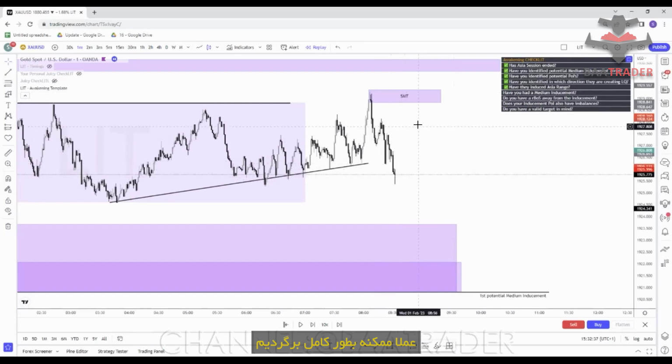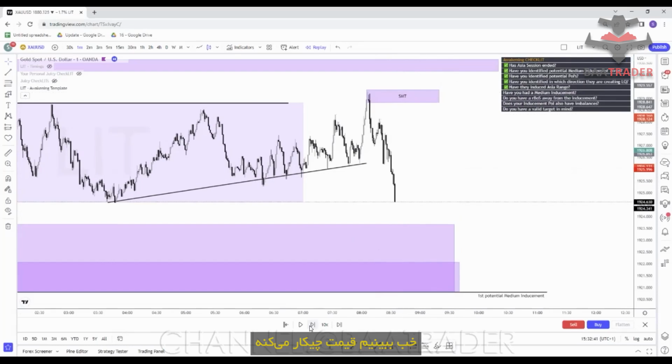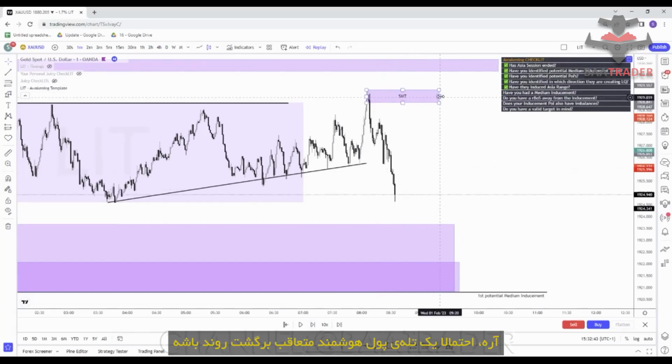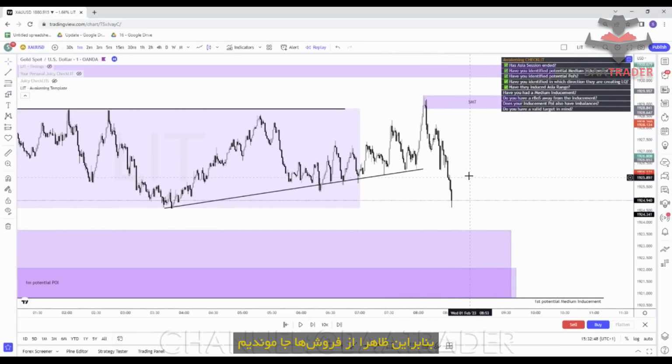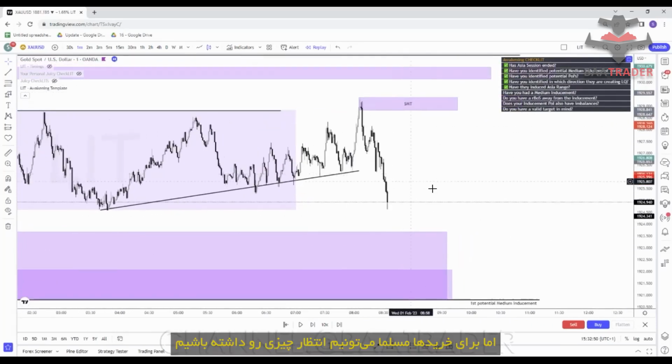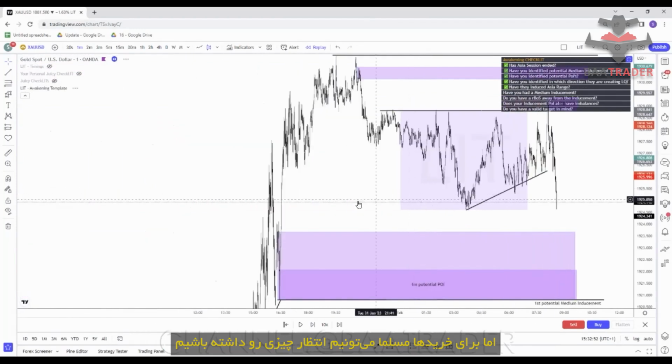Actually, we could quite literally reverse. So let's actually just see what price does. Yeah, the chances are that's going to be a smart money trap upon reversal. So sells, it looks like we just missed them. Buys, potentially we can, of course, expect something.